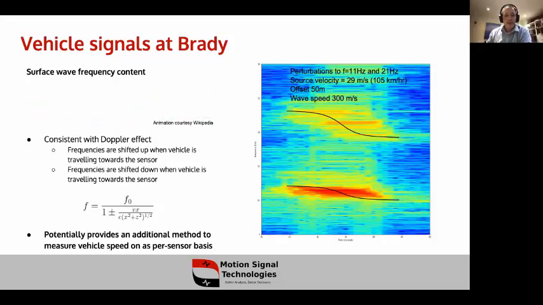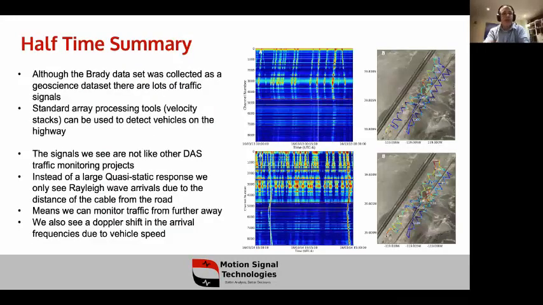I've more or less finished on the Brady section of the data set. This is my half-time summary that I've put together here. The takeaway points from this section of the talk are that yes, we can use these array processing tools in order to detect vehicles, and probably do a lot more with these data sets.